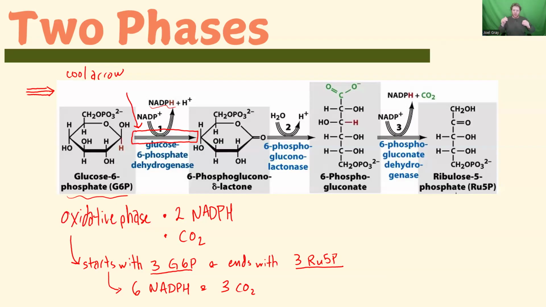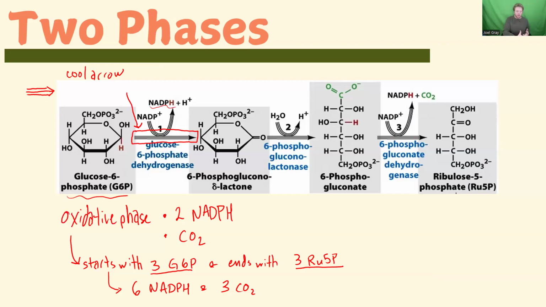So if you're thinking, what do I need to know for the oxidative phase? You need to know that it starts with glucose 6-phosphate and concludes with ribulose 5-phosphate. Along the way, you make NADPH. Now, if you're going to fine tune that knowledge and ask what I need to know with a more nuanced understanding, I need to know that I'm starting the oxidative phase with 3 glucose 6-phosphates, and I'm going to conclude it with 3 ribulose 5-phosphates. I'm also going to produce 6 NADPH and 3 CO2s.